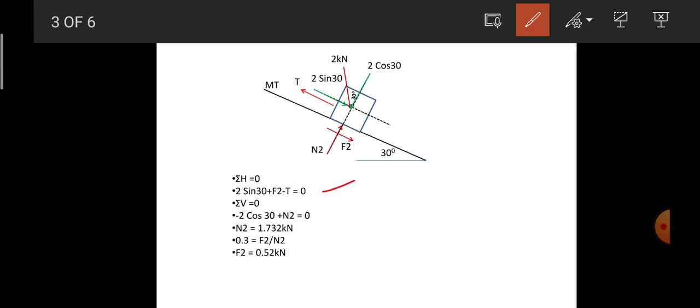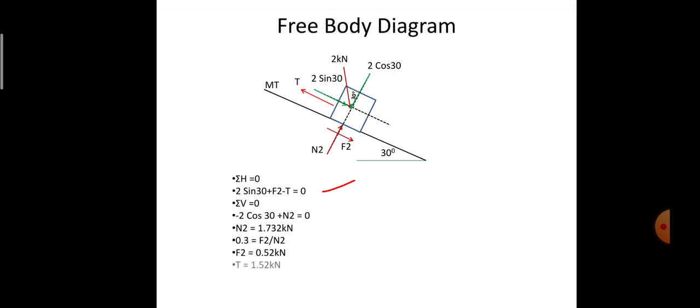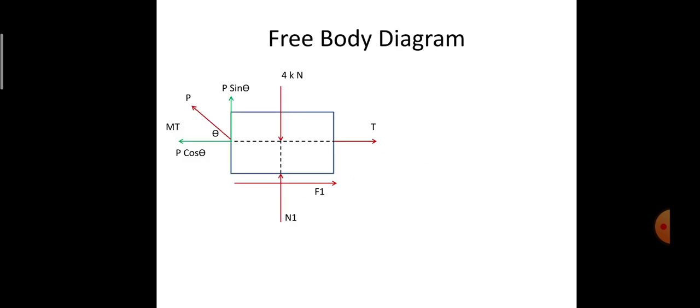After getting the value of F2 as 0.52 kilonewton, I know the equation of horizontal equilibrium. So this is the equation. If I substitute the value of F2 as 0.52, I get the value of the unknown tension force, that is the T force, as 1.52 kilonewton. Upon simplification, I get the value as 1.52 kilonewton.